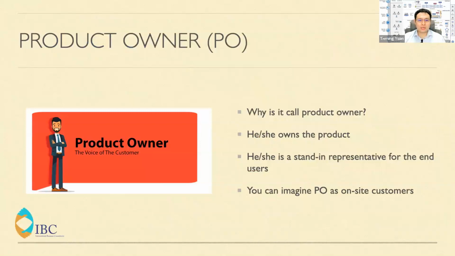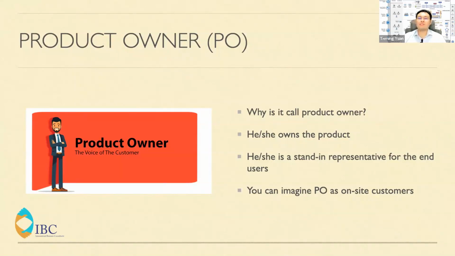So let's go into product owner. When I first came in contact with Agile, I asked the trainer, why is it called product owner? Why is it not called project manager? And I found out that product owner, as the name suggests, he or she owns the product. You may be confused. So we see the product owner as a stand-in representative for the end user. We can imagine the product owner as an on-site customer.